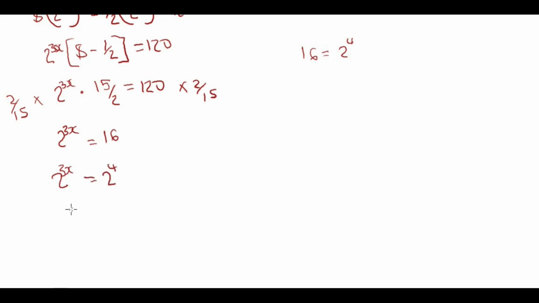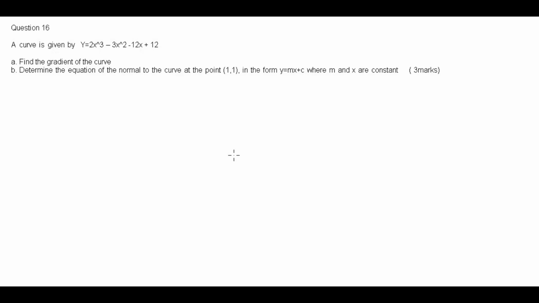Since the bases are common, we can write 3x equals 4. So we can solve for x. x equals 4 over 3. This is the answer. This is question 16.